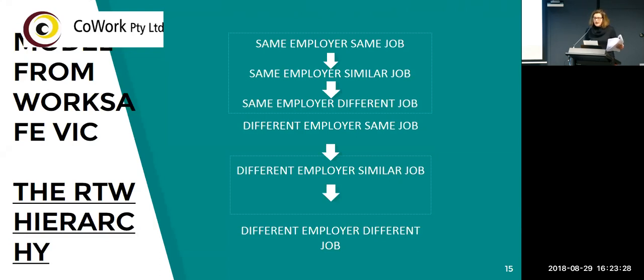So the hierarchy, as you can see, is same employer, same job; same employer, similar job; and same employer, different job. Again, coming back to the size of the organisation will often determine how successfully that hierarchy can be implemented. Again, in my medico-legal work, we mostly see the situation where the employment with the original employer has been terminated or has finished, and the worker is looking for or needing to find work with a different employer and often in a different job.